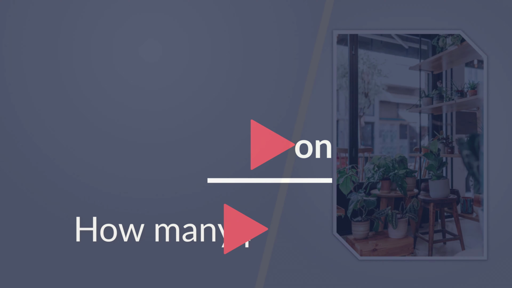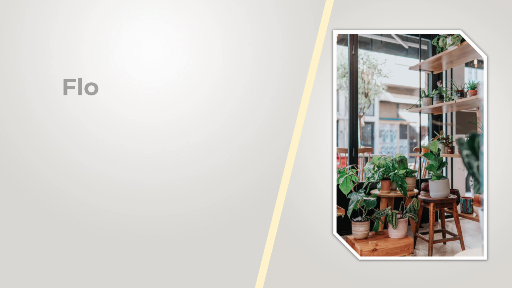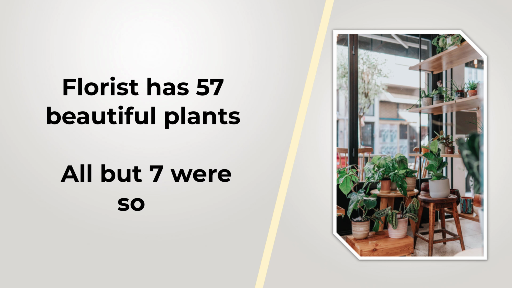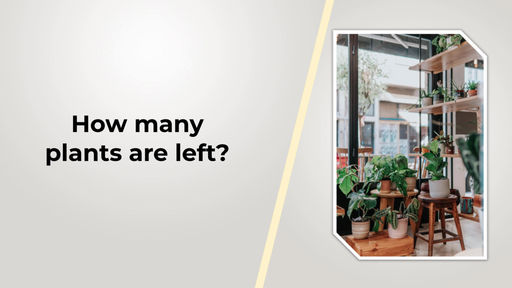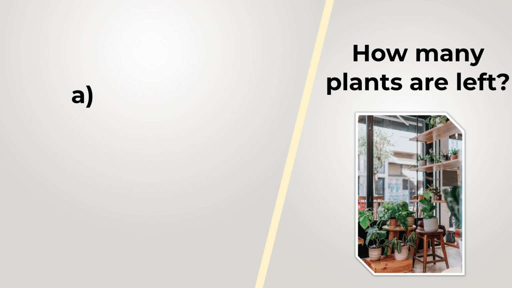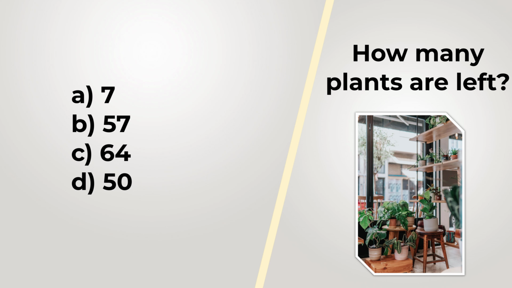Here's the challenging question you might frequently see on the test. Florist has 57 beautiful plants. All but 7 were sold. How many plants are left? There are 4 different choices. A, 7, choice B, 57, choice C, 64, and choice D, 50.